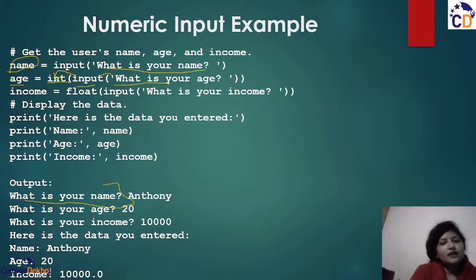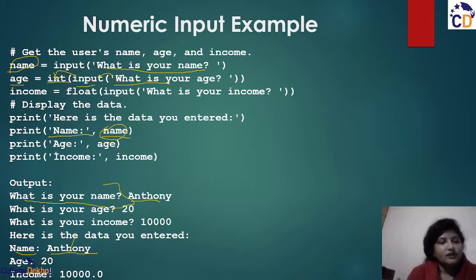Now print name and then name. This first part is a message, and after this message, give a comma and then write the variable name. Whatever you have taken as input in this variable is to be printed after this. In this statement, you have taken the input as Anthony. Here you have entered Anthony. So now it is going to take it as Anthony.